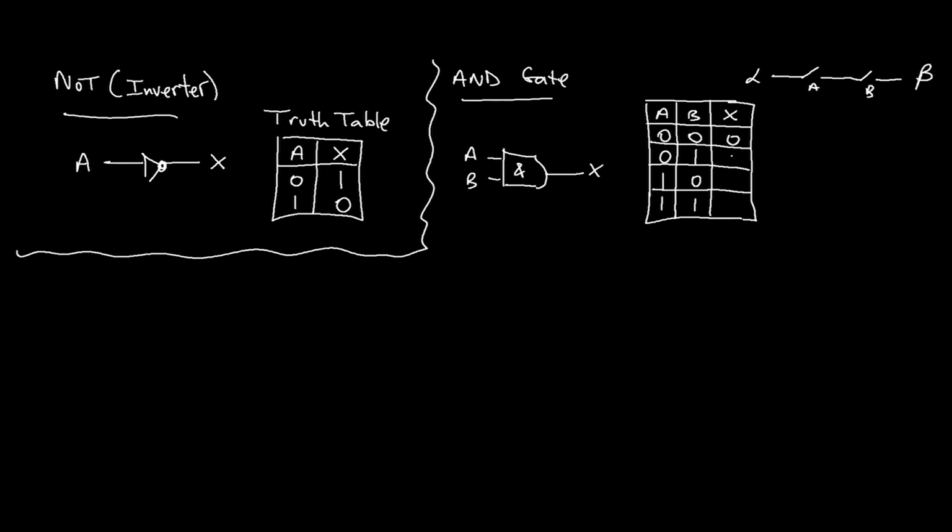0, 1, no. 1, 0, no. 1, 1, both are closed. We do have an output. Okay, so there's a truth table for an AND gate.